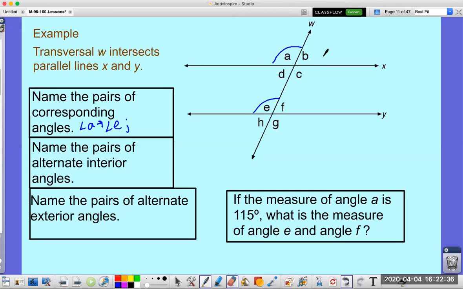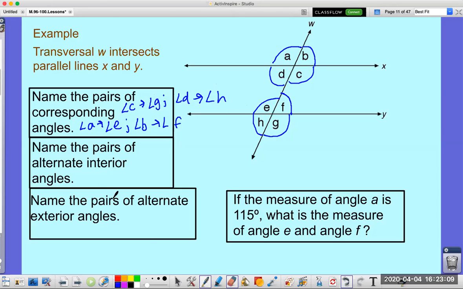Then you have angle B corresponds to angle F. Okay, and then you have angle C corresponds to angle G. So angle C corresponds to angle G, and angle H and angle D are those that are remaining. So angle D corresponds to angle H.